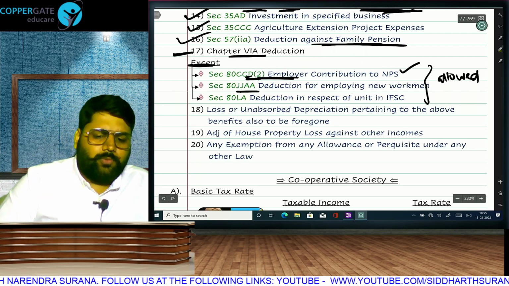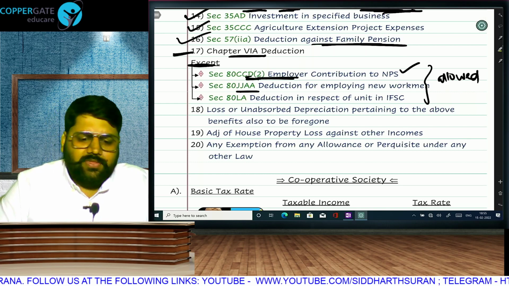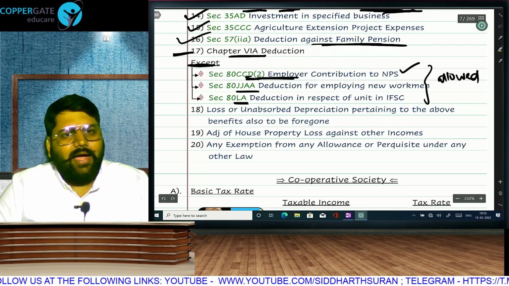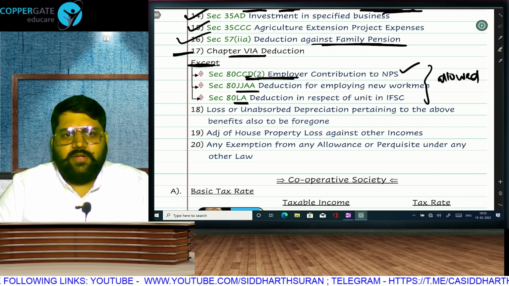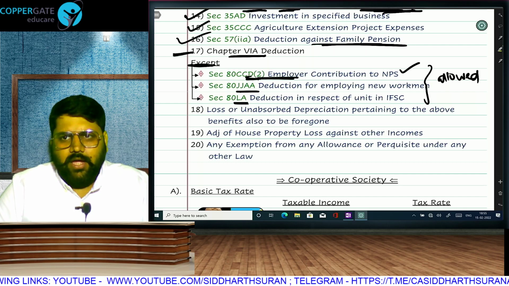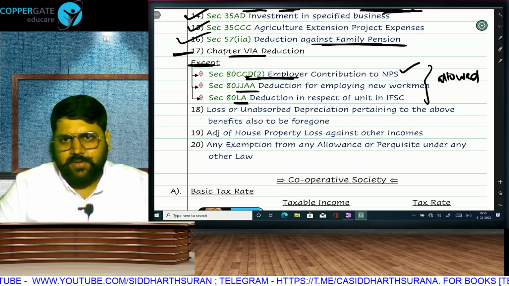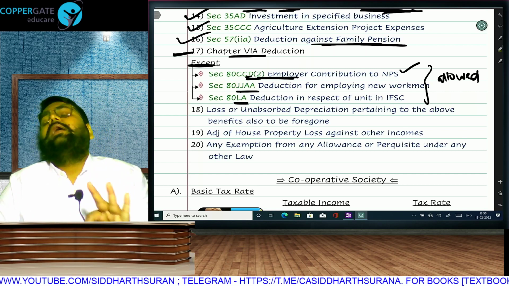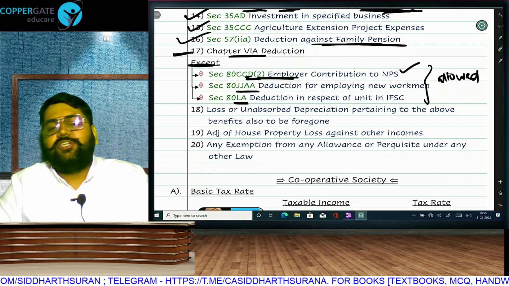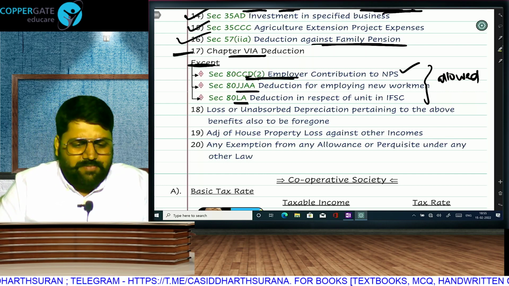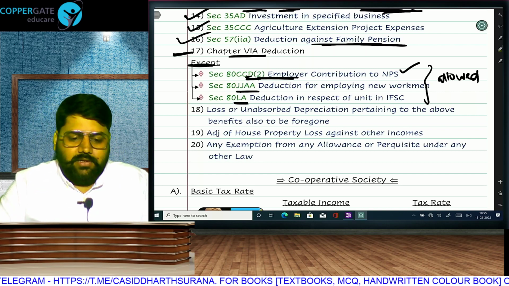80JJAA to provide employment. We want to promote job creation. So that is going to be allowed. And 80LA, a deduction for IFSC. 10-year holiday, 100% deduction of profits for 10 consecutive years out of the first 15 years. So that is going to be allowed to IFSC. These 3 are allowed. Everything else, 80C, 80CCC, 80U, 80G, 80D medical claim, everything is going to be disallowed. Only these 3 will be allowed.